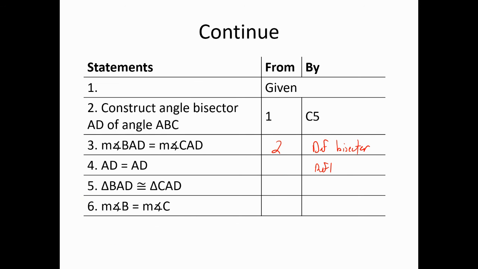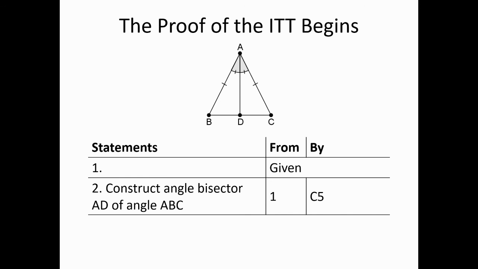From where does this come? Well, where is AD introduced into the proof? It's introduced by construction on line number 2. So we can go back and indicate that AD is equal to itself on the diagram.